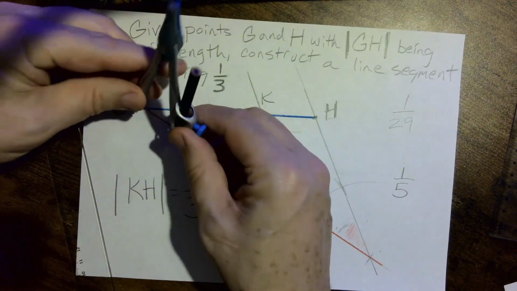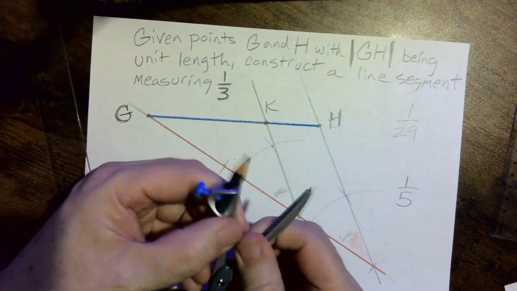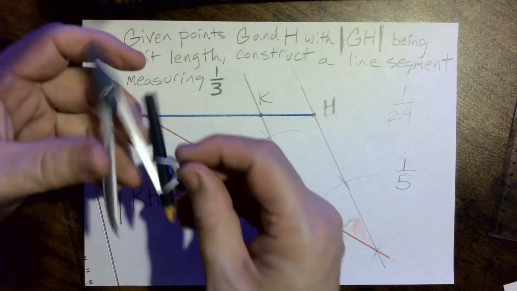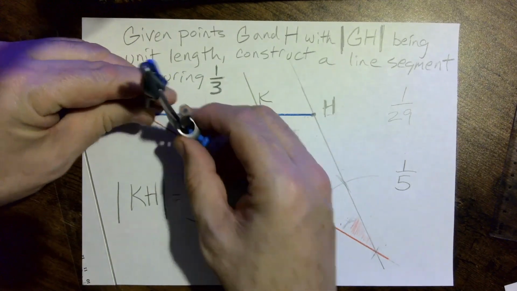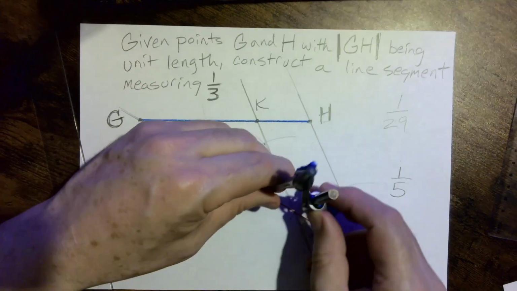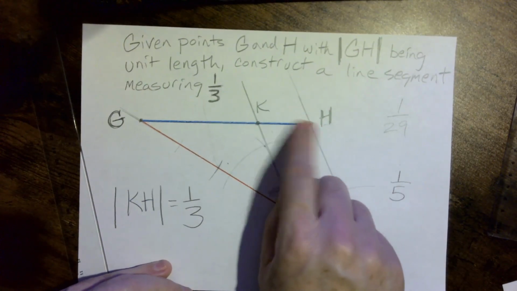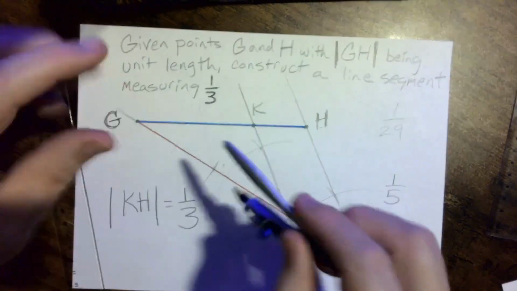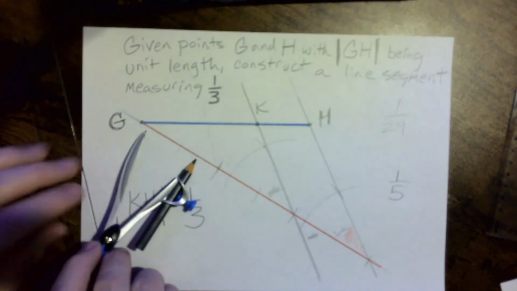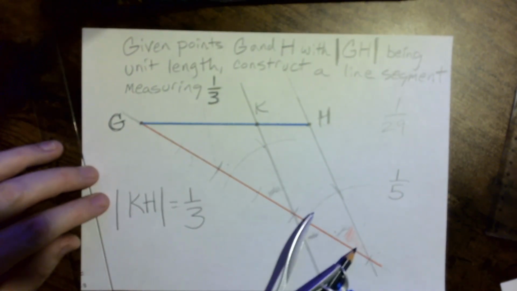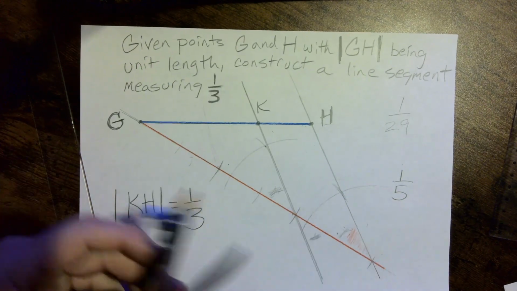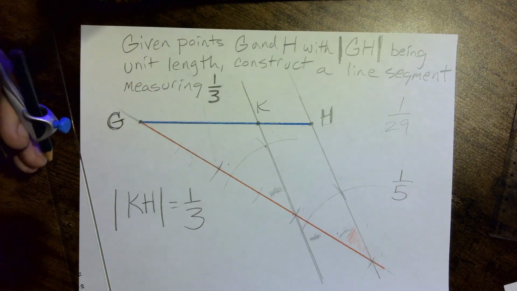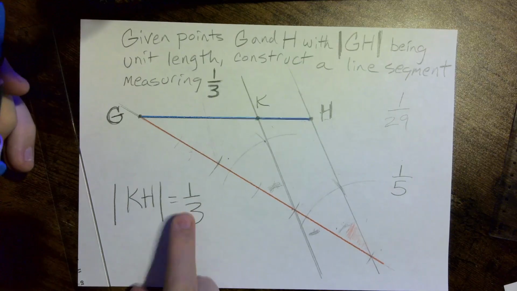Draw this entire line. And then just choose randomly. It could be any length at all. And if you want 1/5 out of this, then you need 5 chunks, 5 distances going across this way, 5 times. If you want 1/7 of this line segment, then whatever you choose, you keep it that way, and you mark it 7 times. First, you want to choose a distance on your compass so that you don't run out of paper. So KH would be 1 over 3.